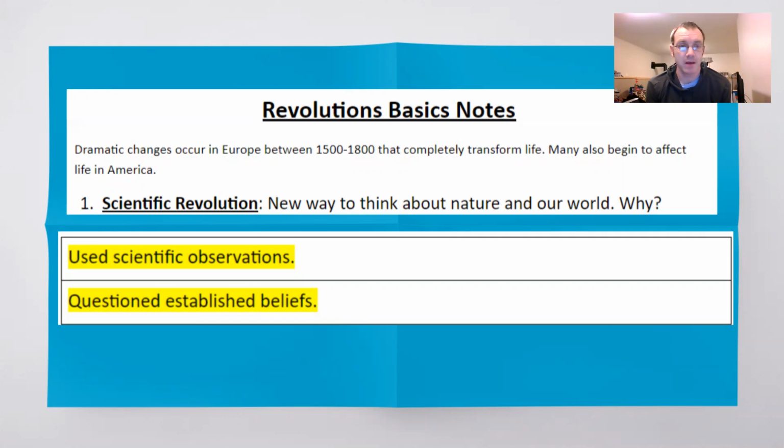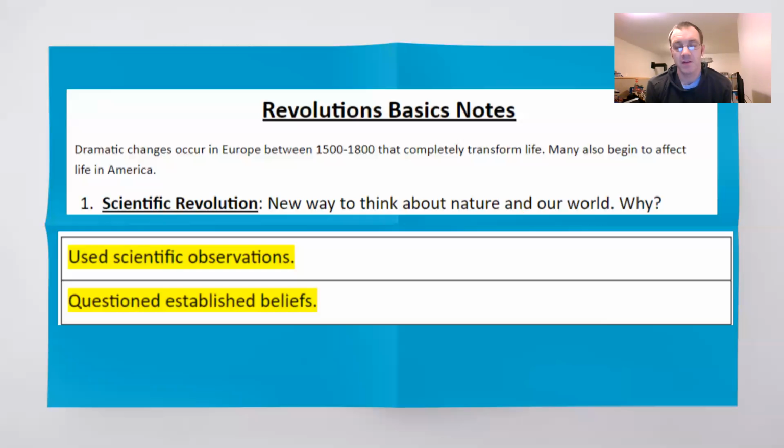So dramatic changes occur in Europe between 1500 and 1800 that completely transform life. Many also begin to affect life in America as well. If you look at Thomas Jefferson, he was really big into science. So the scientific revolution were new ways to think about nature and our world.